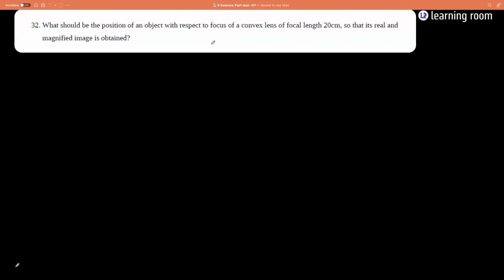What should be the position of an object with respect to the focus of a convex lens of focal length 20 centimeter so that its real and magnified image is obtained? It should be placed between the focus and the center of curvature, because they're expecting a real and magnified image. Had they expected a virtual and magnified image?